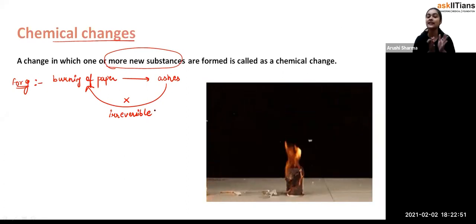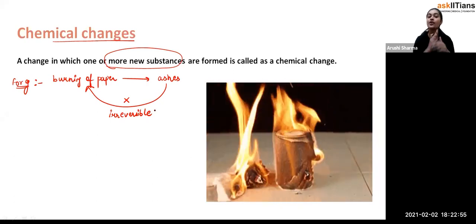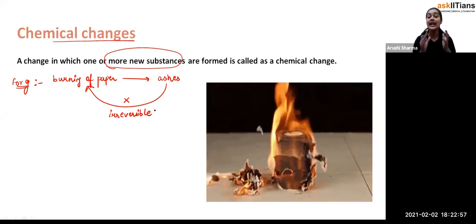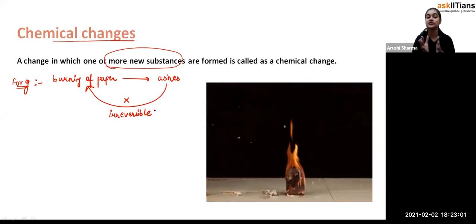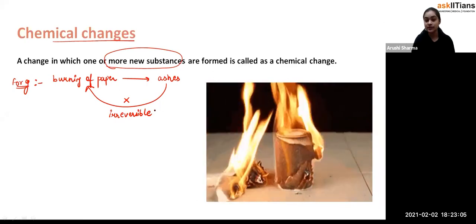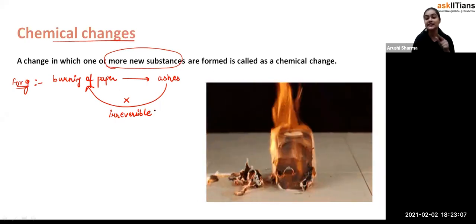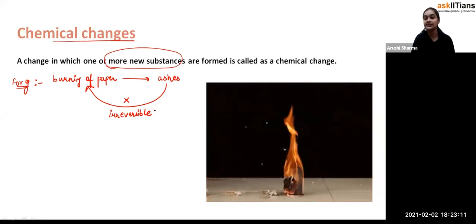But here in the chemical changes, if you observe that whenever there is a burning of paper or any other change occurring in which another new substance is formed, in that process we are not able to reverse that thing. And when we are not able to reverse it because of the change in the chemical properties, such changes are called chemical changes.